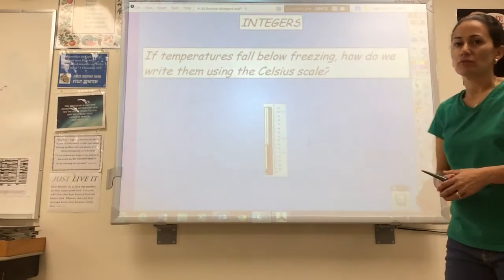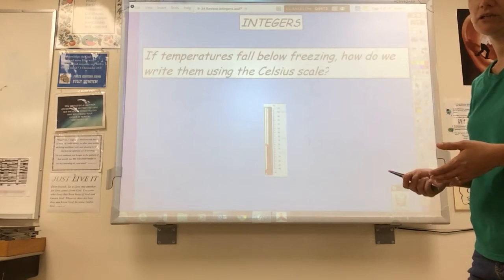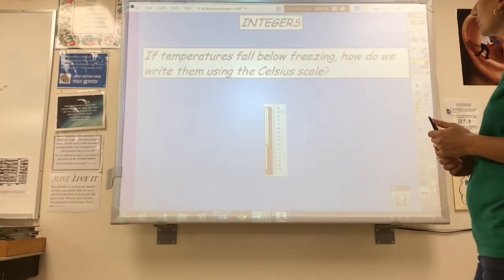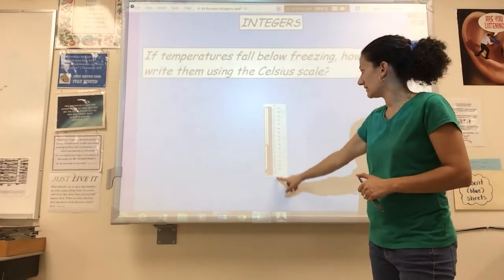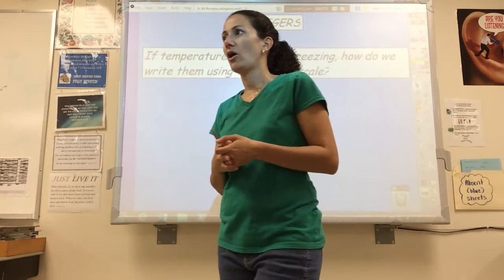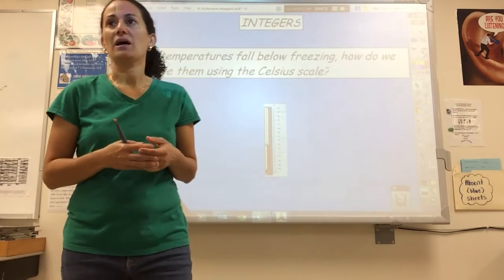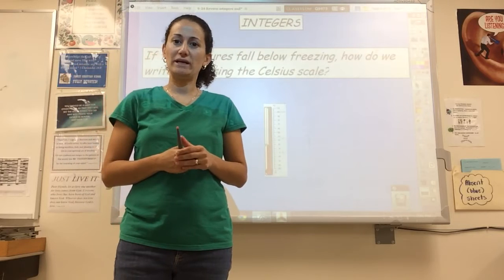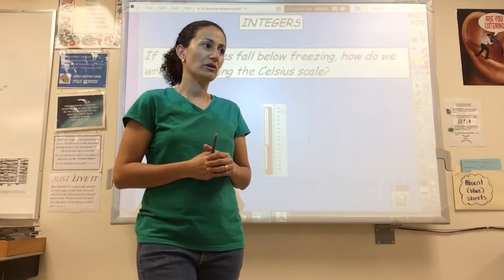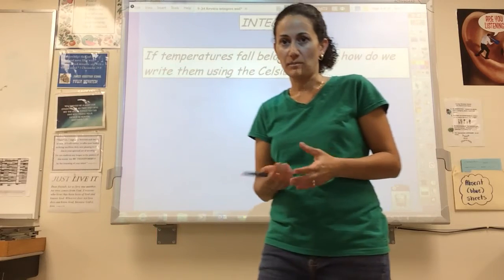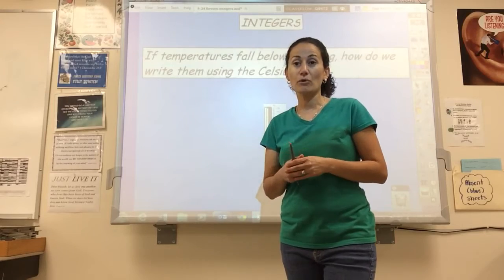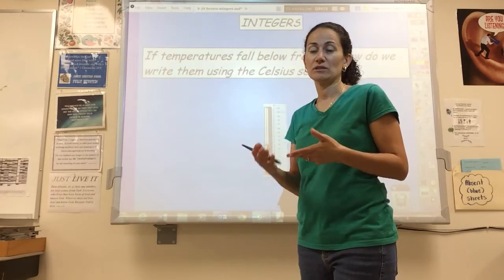Some real-life examples of negative numbers include temperature. On the Celsius scale, if temperatures fall below freezing, we can use negative numbers. Other examples of negative numbers in real life are things such as below sea level. We could represent below sea level as a negative number. We could represent a loss of income or business loss using a negative number. We'll talk more about examples of negative numbers in real life in class.